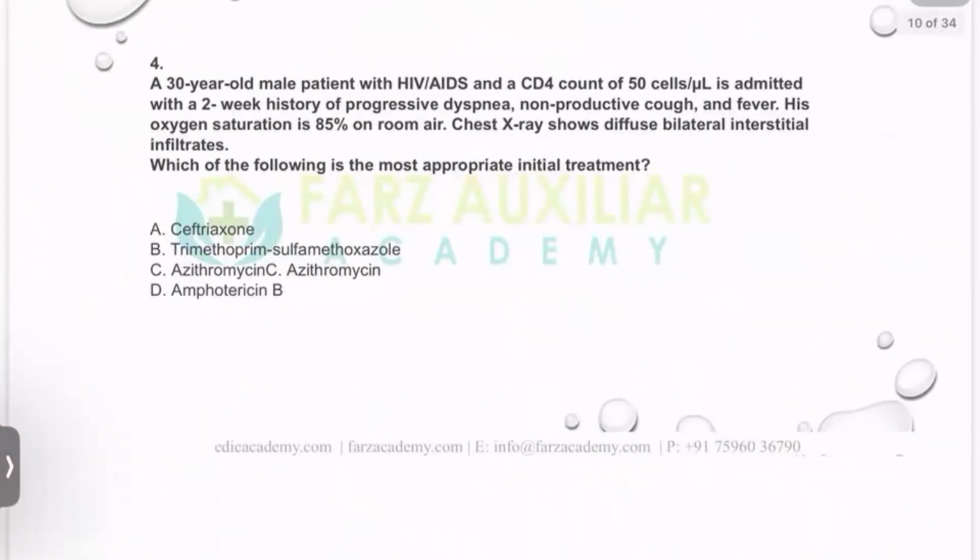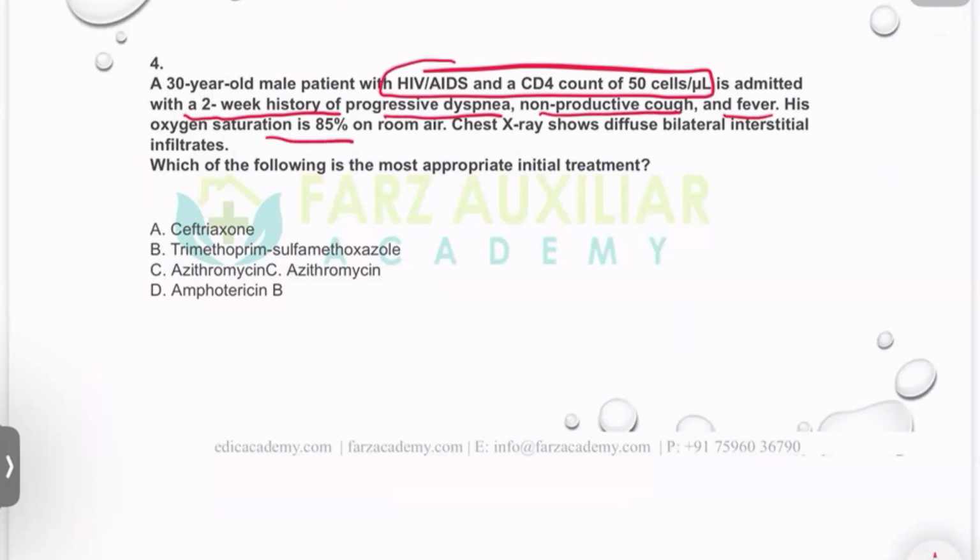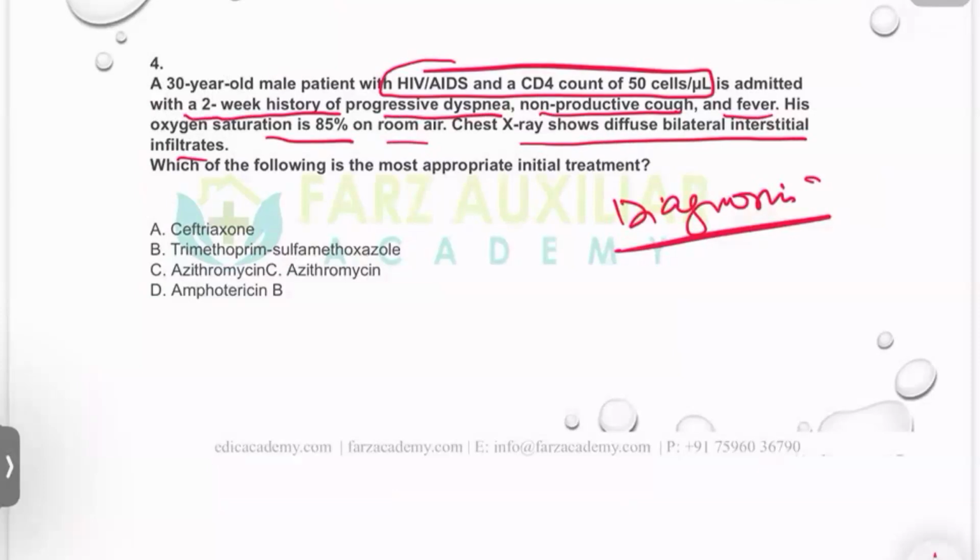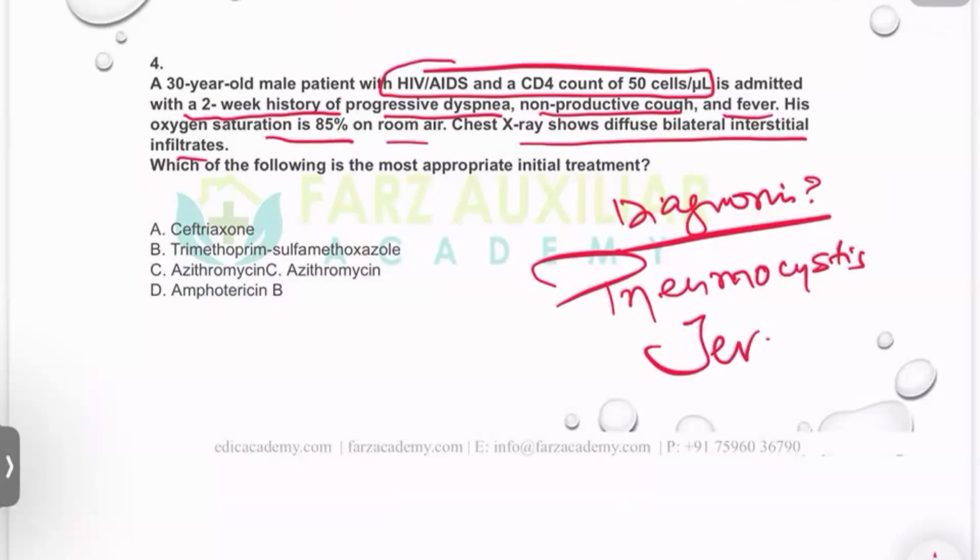Question number 4. A 30-year-old male patient with HIV/AIDS, CD4 count of 50, admitted with a 2-week history of progressive dyspnea, non-productive cough and fever. Oxygen saturation 85. Chest X-ray shows diffuse interstitial infiltrate. What is the diagnosis? This is a giveaway. Everybody knows the answer. PCP. What is the latest name of this organism? Pneumocystis jirovecii.